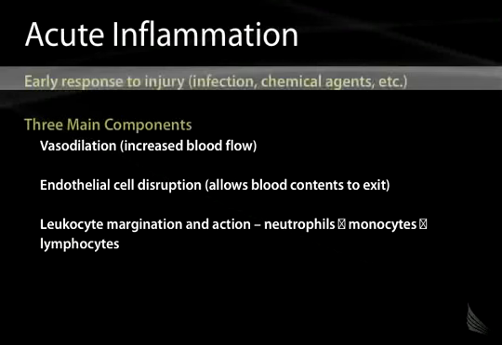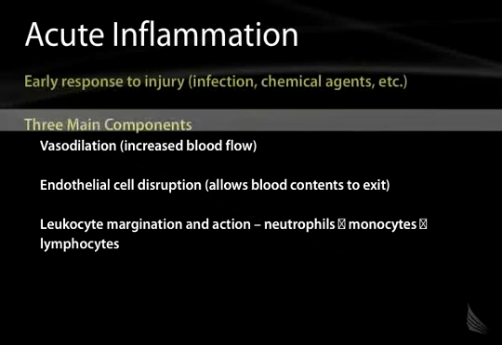Now, acute inflammation is an early response to injury. So acute infections, chemical agents, etc. Now, one thing that you need to be careful of is when we say acute and chronic inflammation, we're not necessarily referring to the chronicity or the timing of the inflammation, though that sometimes does correlate. What we're referring to is really the components of the inflammation. That's why we call it acute.